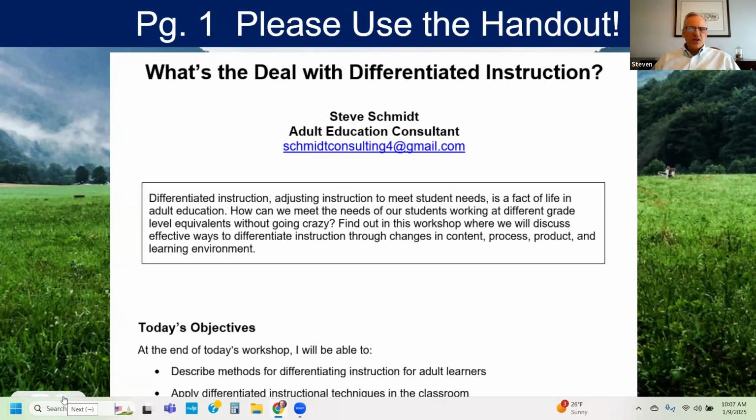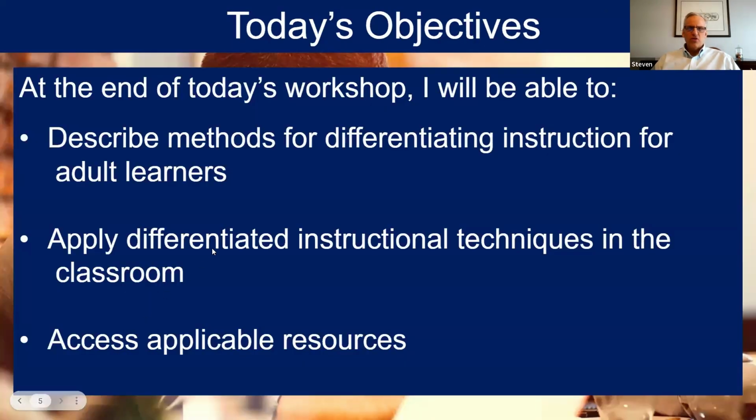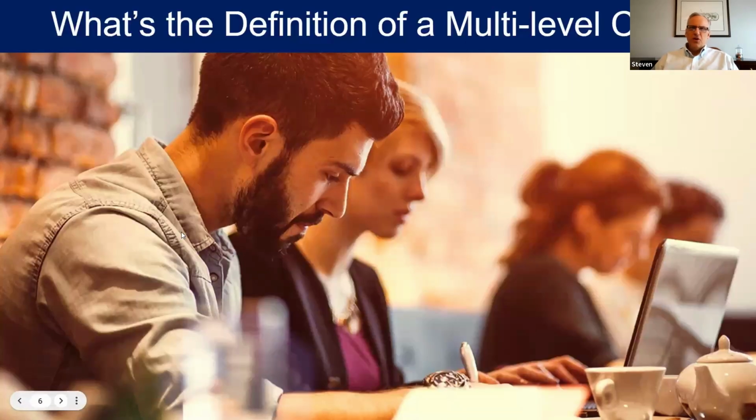So let's get into what we're going to do today. First, our objectives, and I'm on the handout on page 1, which doesn't have a number, but it is the first page. So at the end of today's workshop, our goal is that we'd be able to describe methods for differentiating instruction for our adult learners, and we'll hopefully be able to apply those techniques inside the classroom. And we'll leave you with several resources that I hope that you'll find valuable. So that is our goal for today. Well, let's get into it.